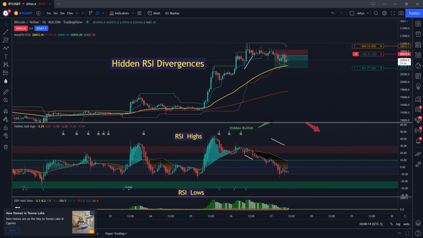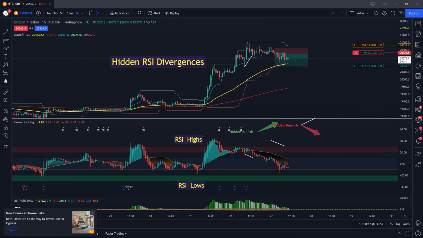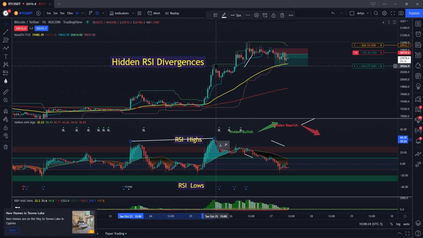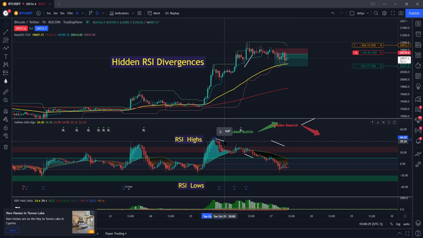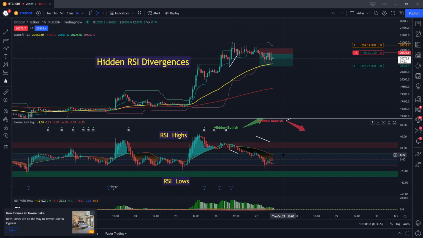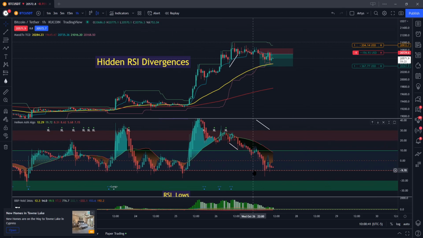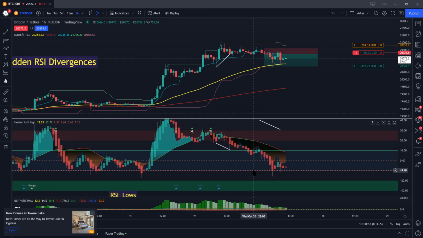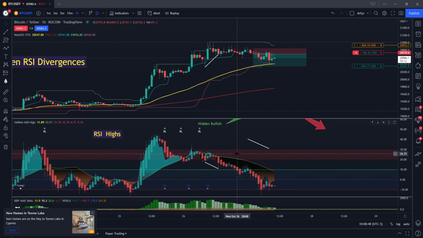So first, let me tell you what is a hidden divergence, okay? Regular divergence is this. You have a high, you have a higher high. Price moves up as long as your price is doing the same thing. If you have a high and a lower high, but your price is moving up, then price should be moving down, and you have to wait for that to happen. Now, that is a regular divergence. A hidden divergence, I can only show you a bearish one right now because price is above that range.